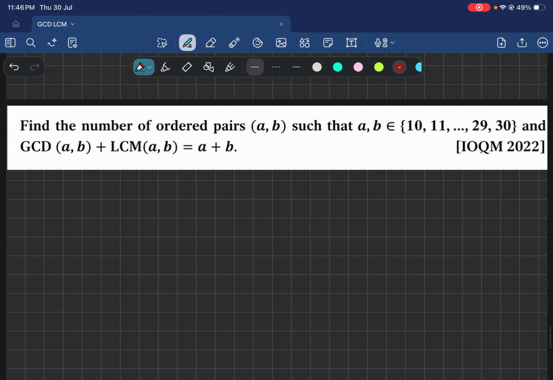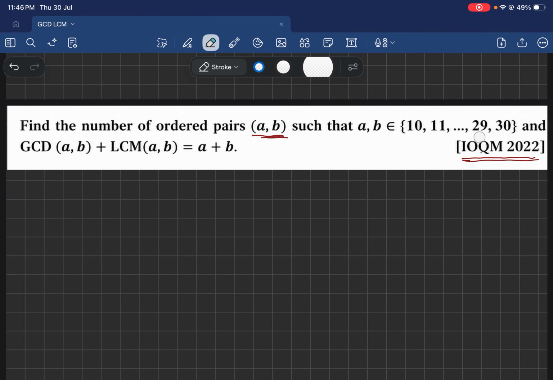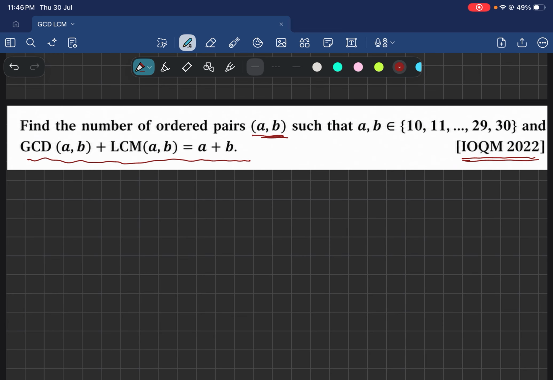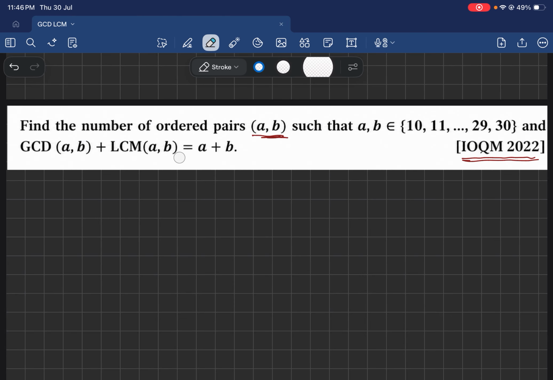Hello guys. So this is a question that I found really beautiful. It is from IOQM 2022, and it says: find the number of ordered pairs A and B such that A, B belong to the set 10 to 30, and then they have given us this relationship: GCD of A, B plus LCM of A, B is equal to A plus B.